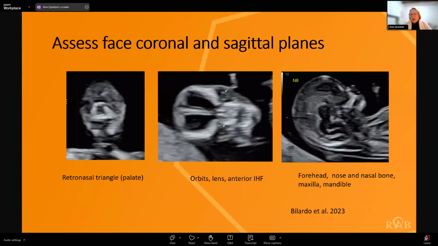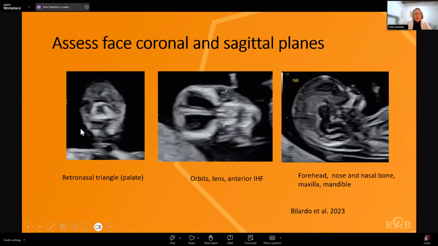And it wasn't until autopsy that they actually found that the facial anomalies were probably caused by a very small anterior encephalocele, which we couldn't see on ultrasound. So I think, and then we're looking for clefts, and there is a relationship between midline facial anomalies and holoprosencephaly. So important to look at the face.